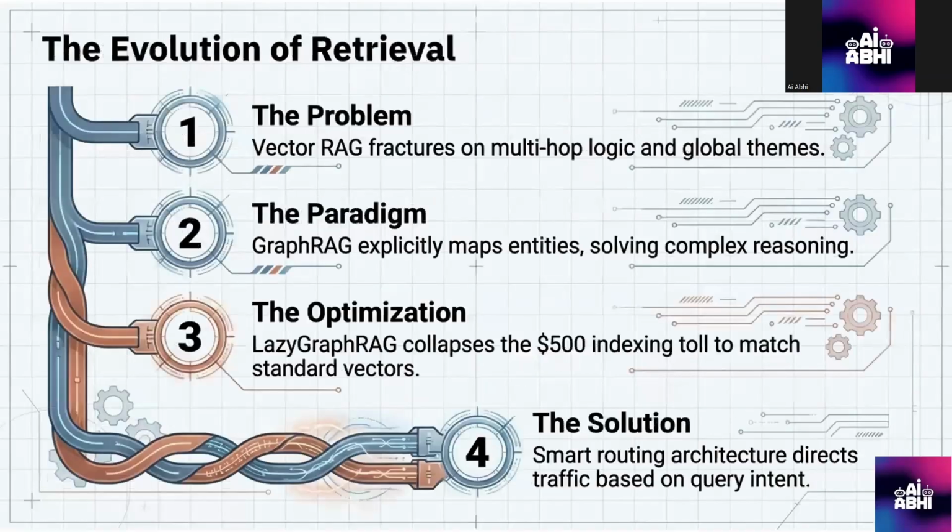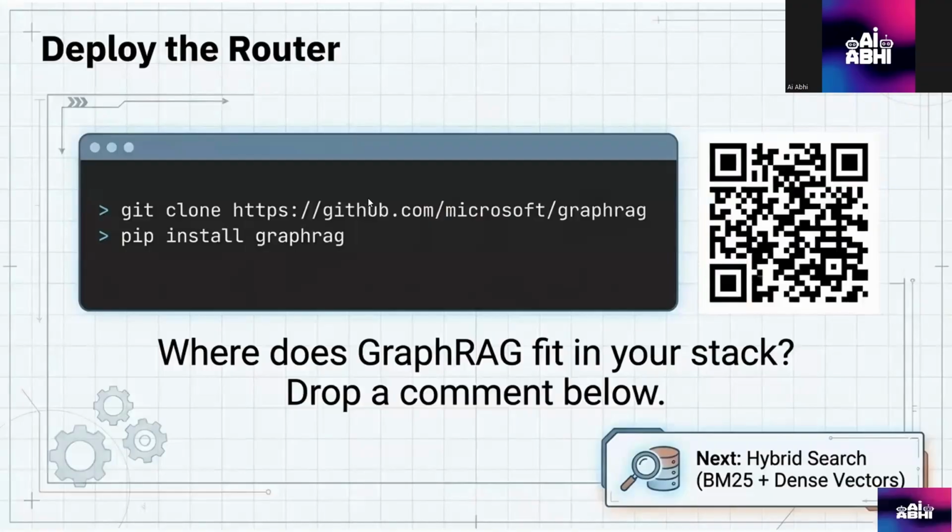So this is the evaluation. There was a problem with vector RAG that fractures on multi-hop logic and global themes. The paradigm of GraphRAG came explicitly to map entities, solving complex reasoning. Then the optimization came with the lazy GraphRAG, which collapses the $500 indexing cost to match standard vectors. The smart routing architecture directs the traffic based on the query intent. If you want to deploy the router, you have also been given the commands that you can use. So you need to check where GraphRAG fits in your stack. Drop a comment below also.